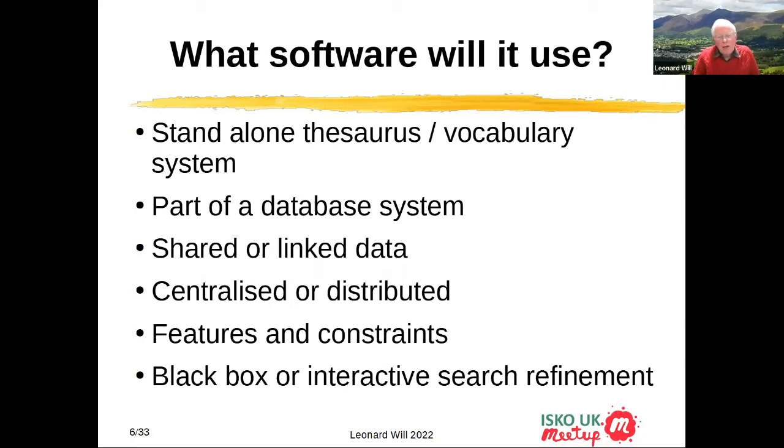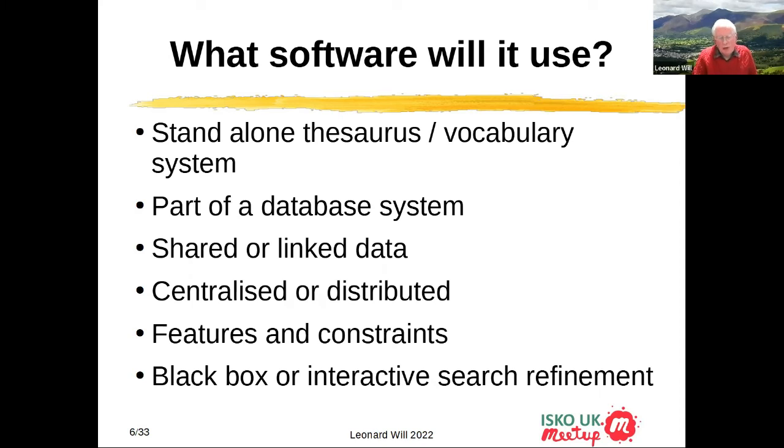Even within an organization, is it going to be centralized on a network server or distributed so that people have versions of it on their own systems? And in that case, how do you keep those in step with one another? The features and constraints of the system are going to determine what it's possible to do. If it can't handle certain constructs, then there's no point in creating them.